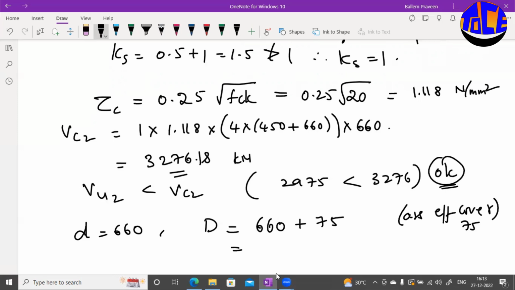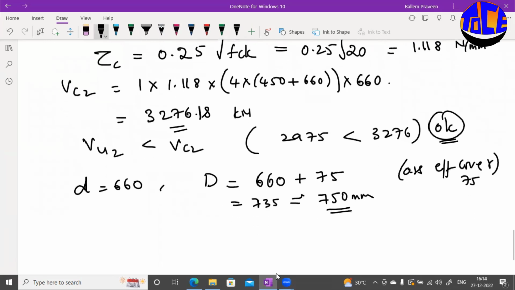So it will be 660 plus 75, which is around 735 on the whole. Let me provide 750, so I'm providing 750 mm. Here you can again redistribute or rearrange this effective depth value as well. From 750 you can subtract the 75, or else you can calculate using the same value, that is 660. That is up to you, right?